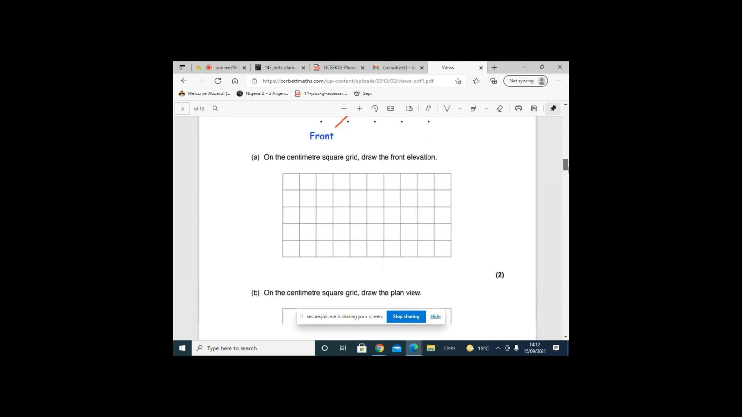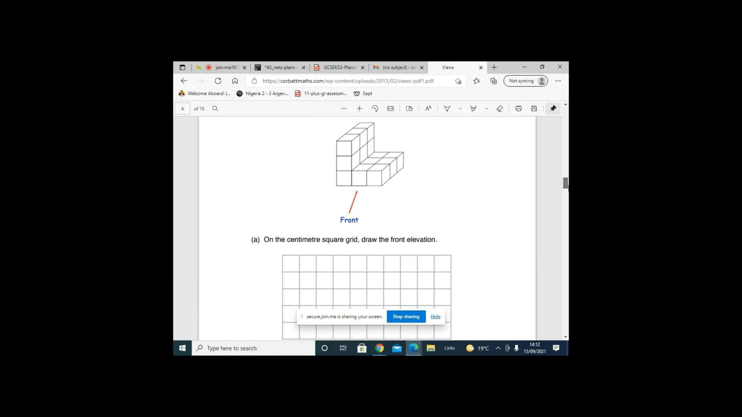Okay, that's fine. So, what about the plane for this one? Not the front. The plane. A rectangle. 3 boxes. Flat.